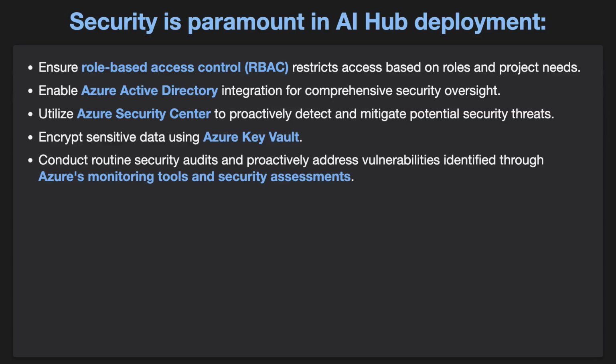Security is paramount in AI hub deployment. Ensure role-based access control, RBAC, restricts access based on roles and project needs. Enable Azure Active Directory integration for comprehensive security oversight. Utilize Azure Security Center to proactively detect and mitigate potential security threats. Encrypt sensitive data using Azure Key Vault. Conduct routine security audits and proactively address vulnerabilities identified through Azure's monitoring tools and security assessments.